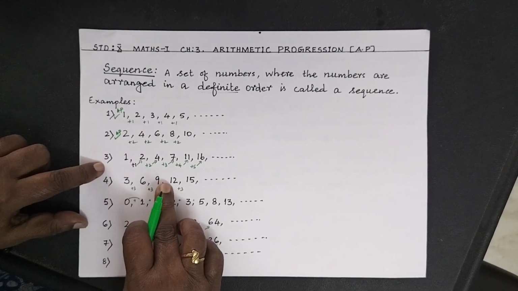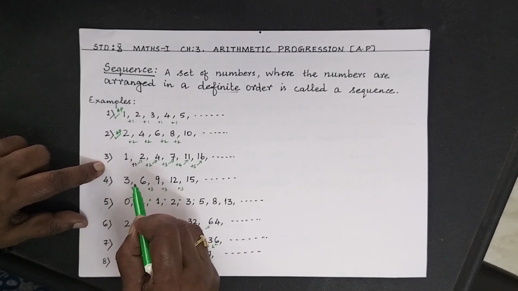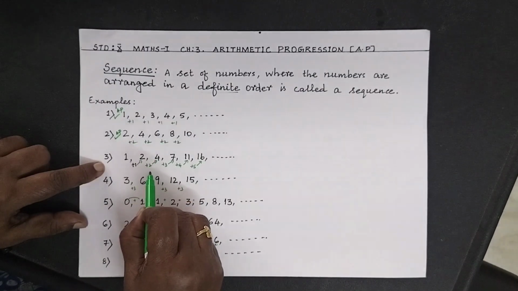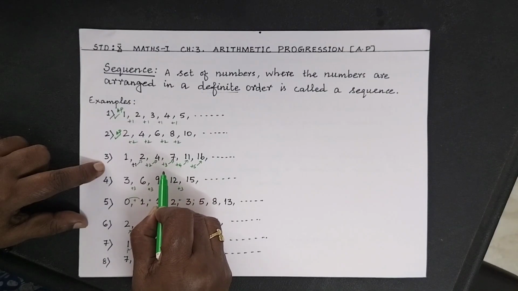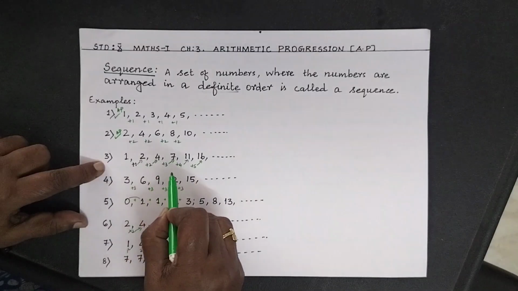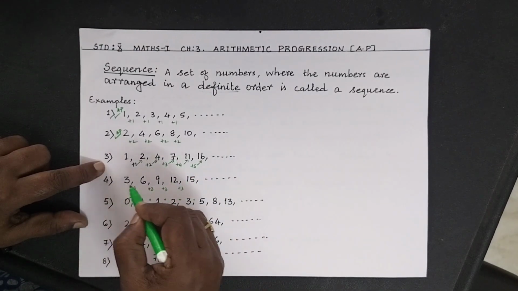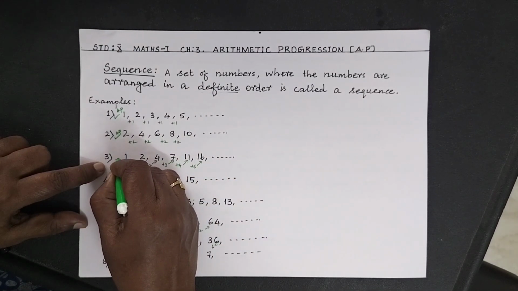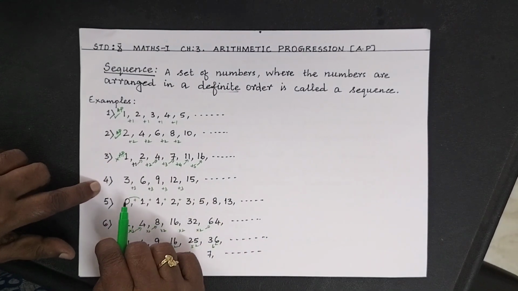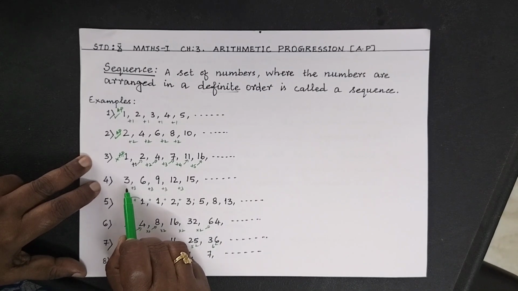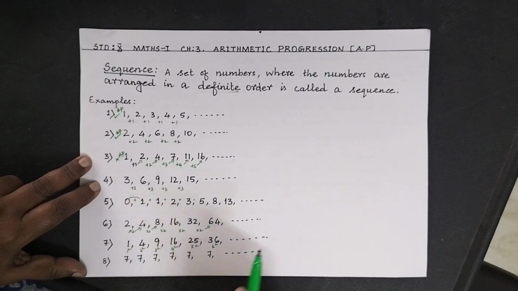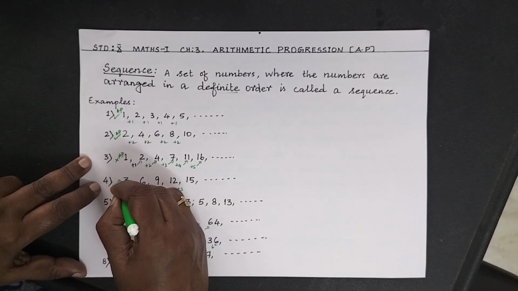Look at the third example. Now the difference between the first two numbers is 1. Difference between second and third number is 2. And third and fourth number, the difference is 3. Here it is 4, here it is 5. So the difference is not constant. Therefore it is a sequence, but it is not an AP. Now look at this example. Here the difference between the consecutive numbers is 3, 3, 3. So this is also an AP.